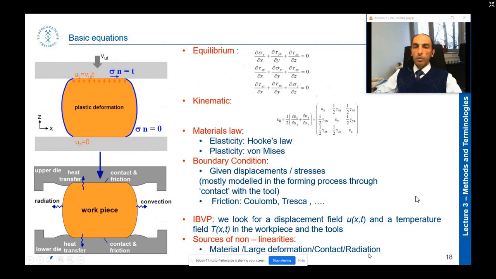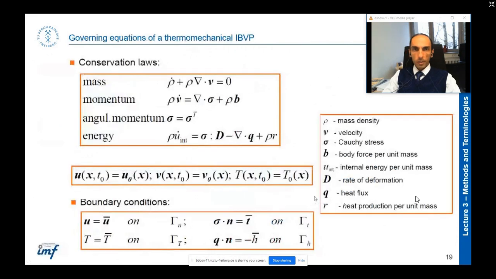And the same for contact, for radiation, all these things, and even the material properties bring non-linearities into the problem. So these are the structure of the base equations, and if we want to go deeper, then we have the governing equations for the mass conservation, which is very important in metal forming.